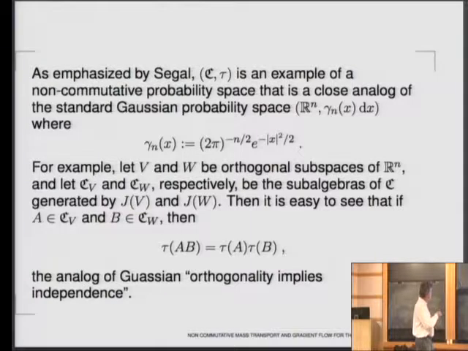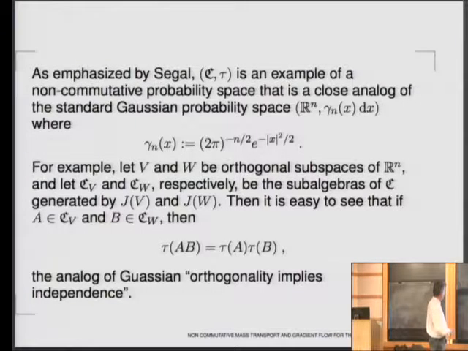Okay, so you should think of this tau, a point Irving Segal emphasized a lot, as a non-commutative analog of Gaussian space. So why is it Gaussian? Well, a characteristic property of Gaussians is that orthogonality implies independence. If you take two random variables that are functions of coordinates in orthogonal subspaces, the expectation of the product is the product of the expectations. The same thing happens here too.